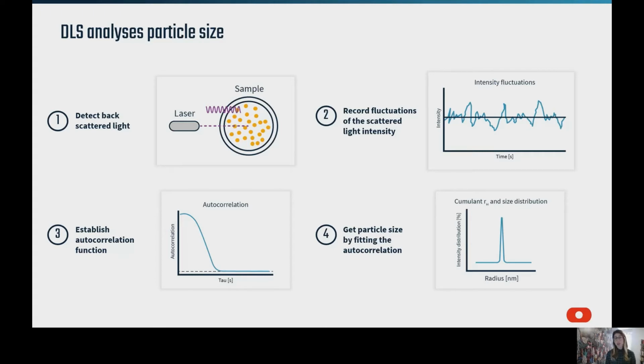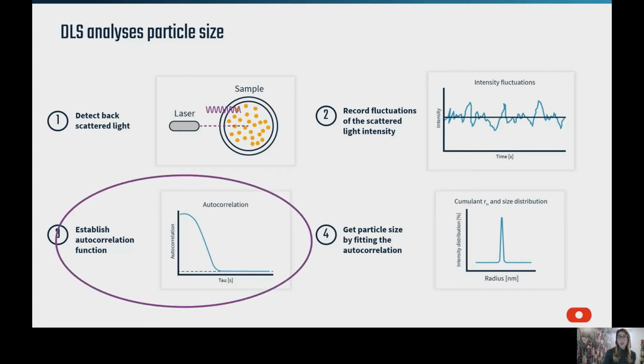And this is going to cause changes in the scattered light. So DLS is probing these intensity fluctuations of the scattered light as a function of time. And those changes can then be used to establish this autocorrelation function, or ACF, which is describing the rate of these intensity fluctuations, or how likely it is that a particle is going to be found in the same location over a period of time.